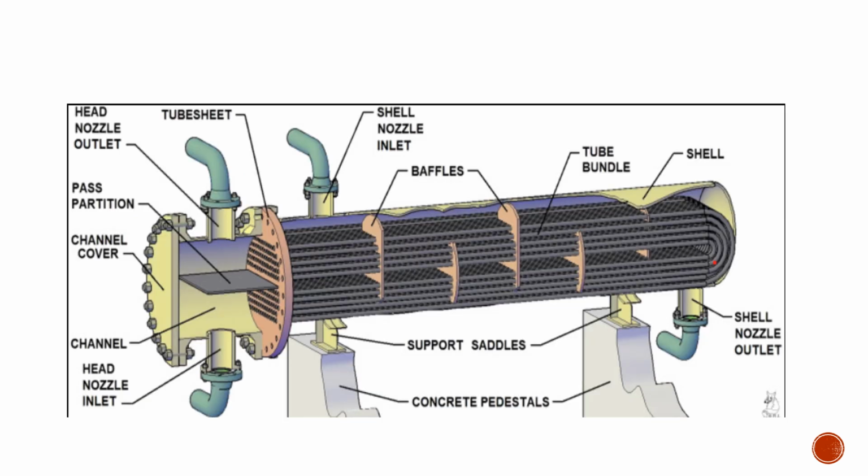Now, overall understanding the heat exchanger, the tube side fluid goes inside the heat exchanger through the pass partition plate. It divides into two pass flow. It passes through all the tube bundles and as per the direction comes out through the head nozzle outlet.